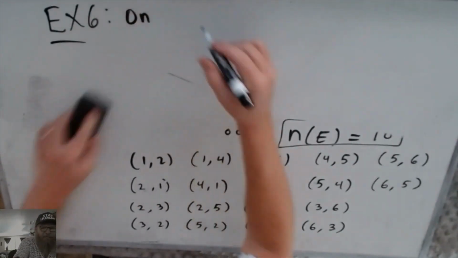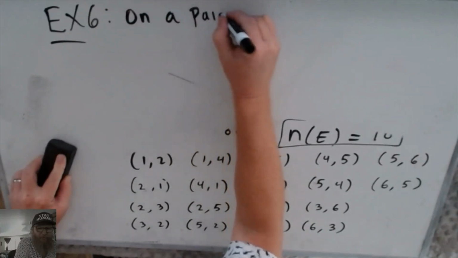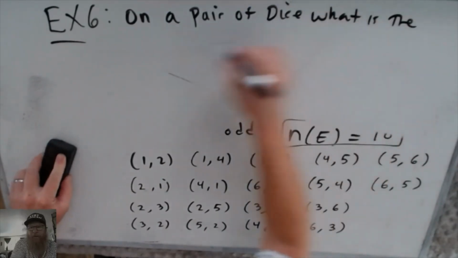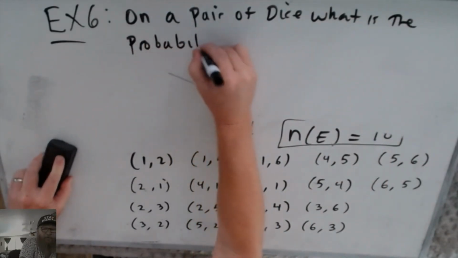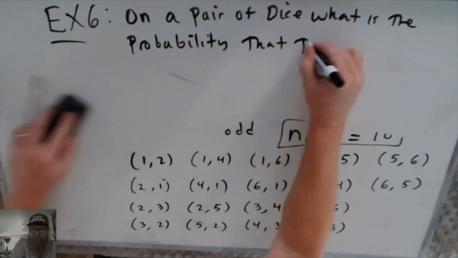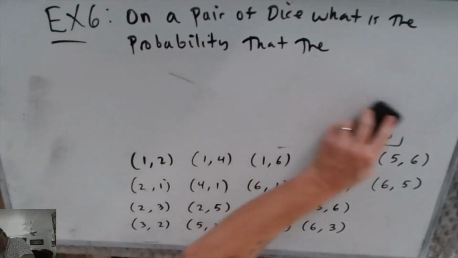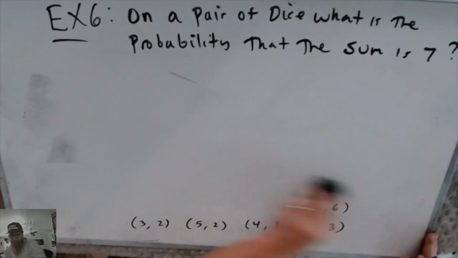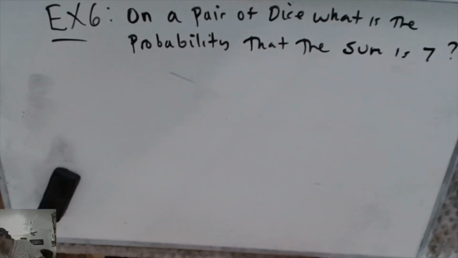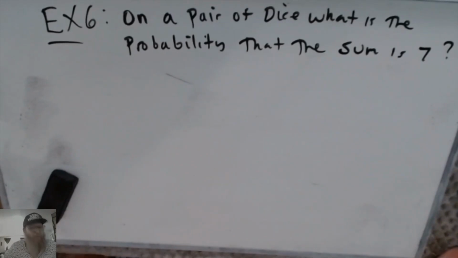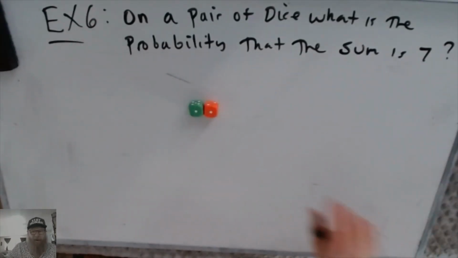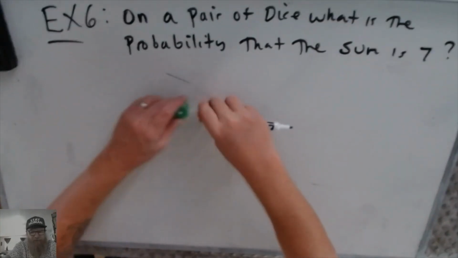On a pair of dice, what is the probability that the sum is 7? Probability that the sum is 7. So how many ways can you make a 7 using a pair of die?